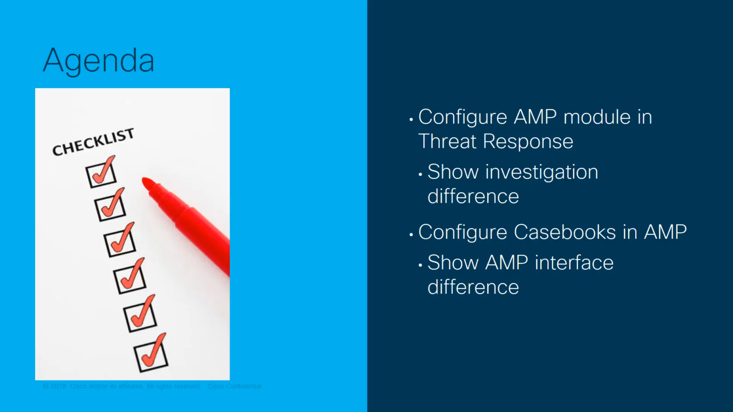So it's been about 6 minutes, and in that time, we've configured our AMP module for threat response and showed the investigation difference before and after as a result. We've configured casebooks in AMP while we were in there and showed the differences that that makes to the AMP interface. We didn't even touch on the actual casebooks functionality itself. And we didn't show all of the differences that these two actions can make, but this video is mostly about how to get it up and running, which we have now covered.